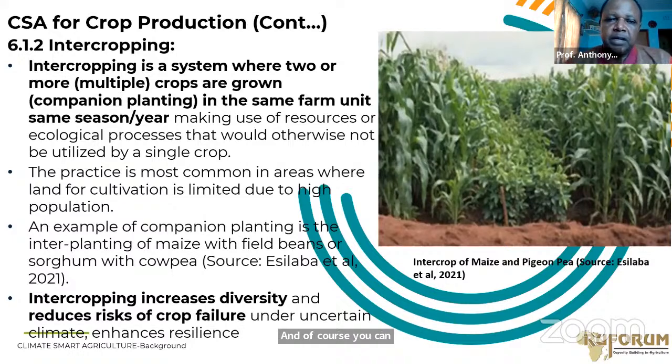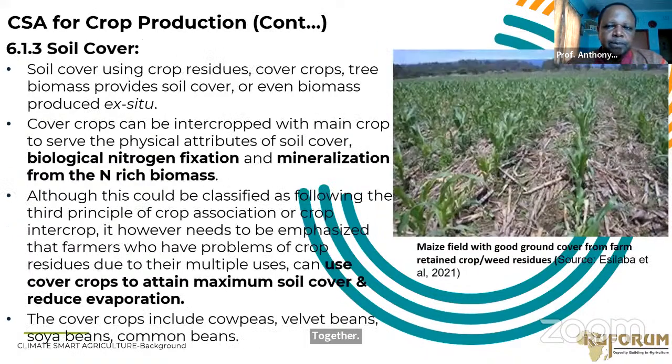In fact, it's part of the diversity. Most of the small-scale farmers, they tend to diversify their crops by intercropping or growing mixed crops together. So that's another important climate smart practice that we can adopt. We also have soil covers. I think we mentioned mulching. You can see that picture there. It helps to reduce evaporation.